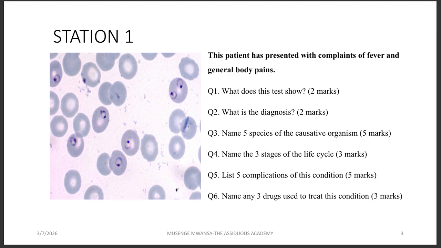Name five species for the causative organism. What are the five species? Okay, excellent. So, Falciparum, Vivax, Ovale, Knowlesi, and Malariae. Name the three stages of the life cycle. So, what are the three stages of the life cycle for Plasmodium?